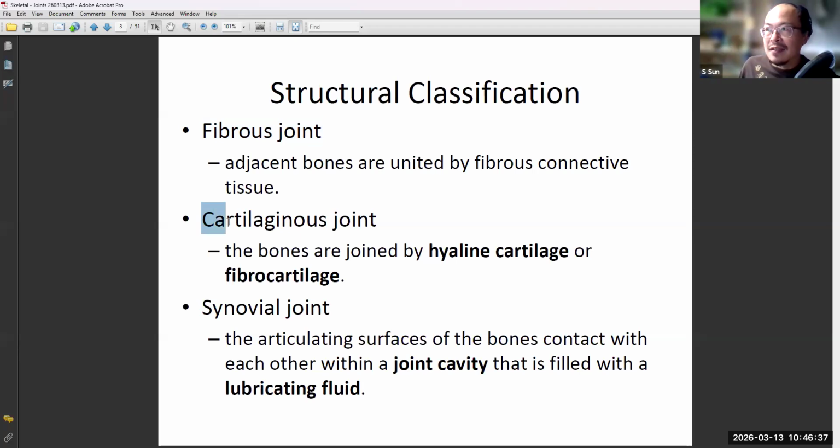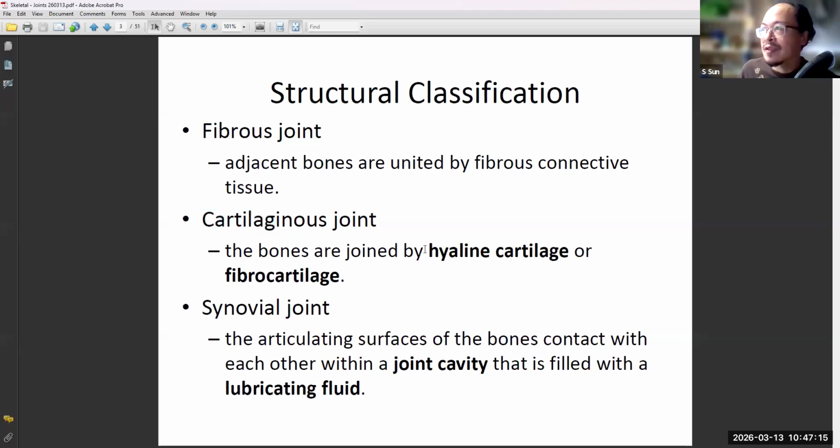The other one is not like fibrous. Now we have a little bit of cartilage. Cartilage basically is like soft bone, like here, cartilage, right? Cartilage, soft bone. So we can have cartilage to put two bones together. So it's connective tissue. Bone is connective tissue. So connective tissue has different types of connective tissue.